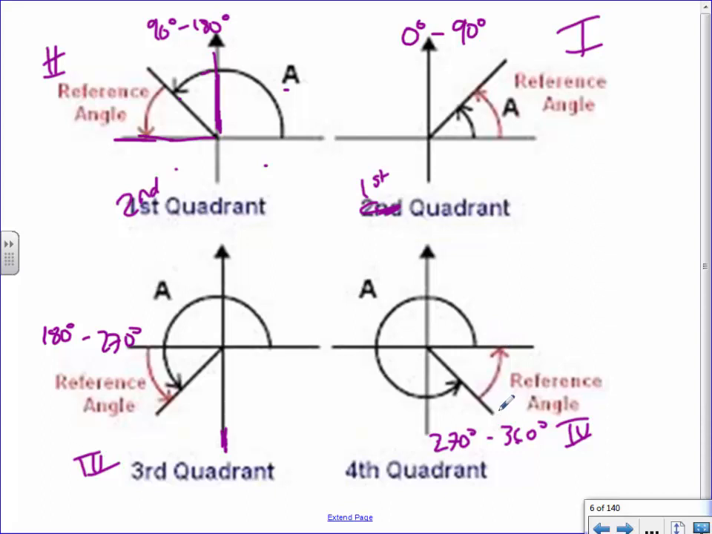Today is a lot of terminology. We need to make sure that we're all talking about the same thing. If you guys are comfortable with the term reference angle and standard position angle.